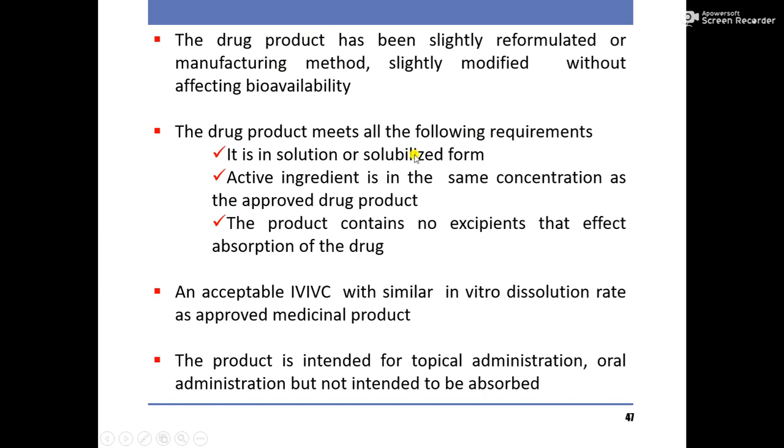The drug product has been slightly reformulated or the manufacturing method slightly modified without affecting bioavailability. The drug product meets all the following requirements. It is in solution or solubilized form. The active ingredient is in the same concentration as the approved drug product. The products contain no excipient that affects absorption of the drug. An acceptable in vitro dissolution and in vivo with similar in vitro dissolution rate as the approved medicinal product. The product is intended for topical or oral administration, but not intended to be absorbed.